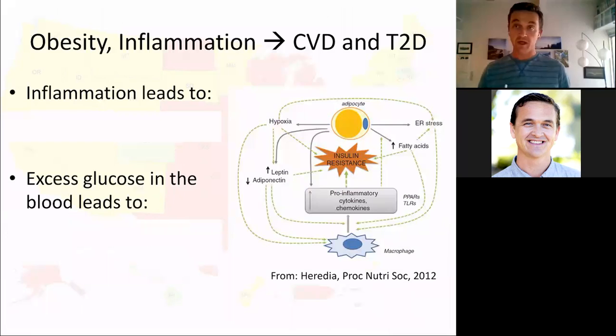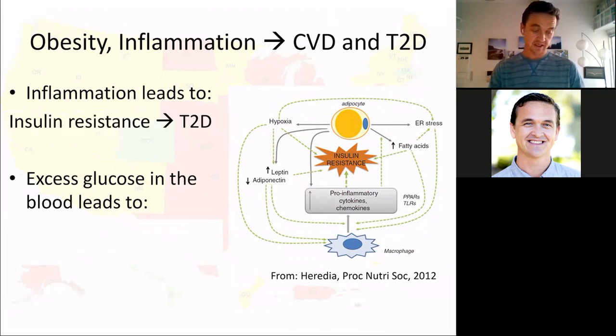Okay, so if obesity leads to inflammation, then we know that the two other diseases we just talked about, atherosclerosis and type 2 diabetes, we know those are connected to inflammation too, right? So inflammation leads to insulin resistance in our cells. That leads to type 2 diabetes. We also know that inflammation leads to cardiovascular disease. That's not even on the slide, but that's a very direct link.